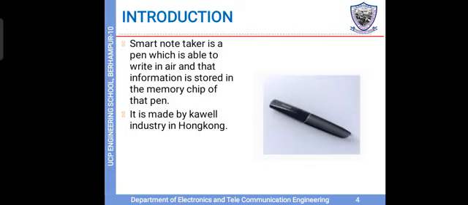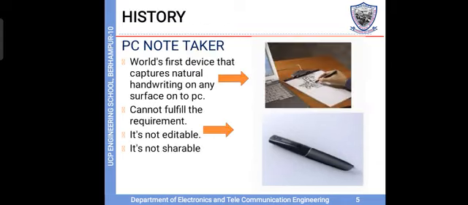Introduction. Smart Note Taker is a pen which is able to write in air, and that information is stored in the memory chip of that pen. It is made by Cavell Industry in Hong Kong.